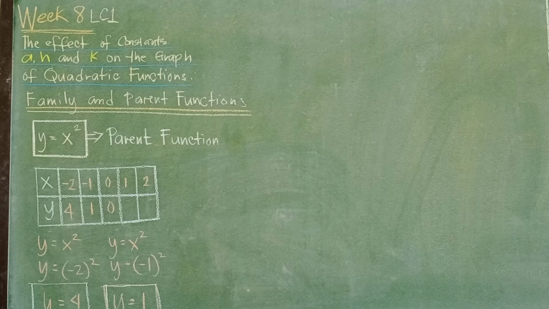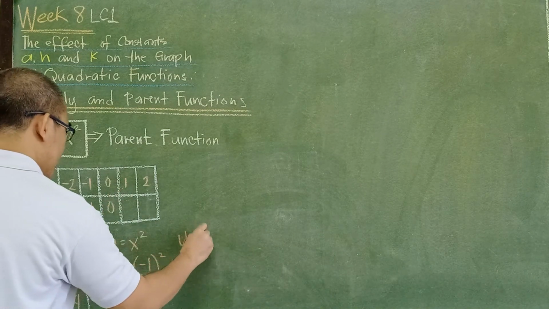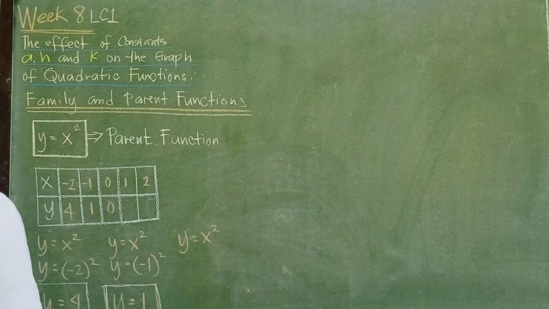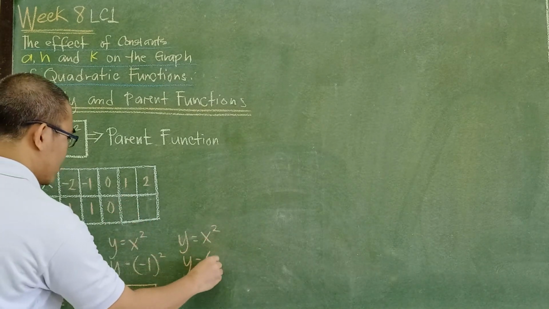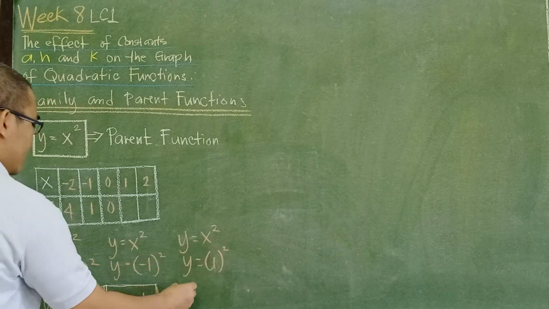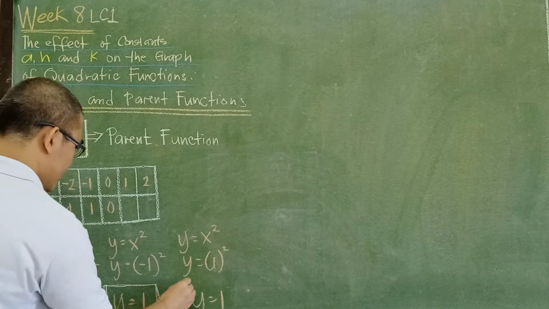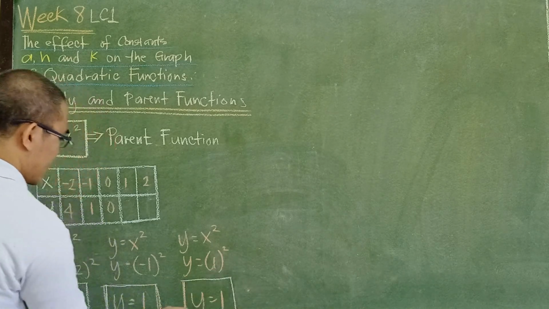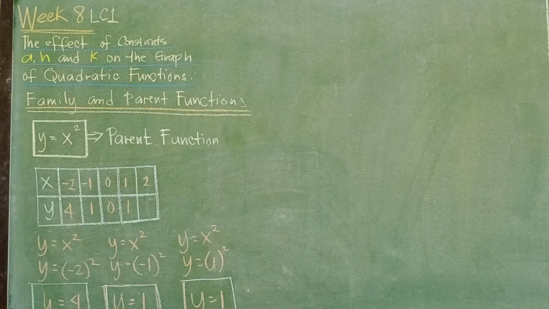Now, paano yung x is equal to 1? This one. So yung x na ito, papalitan natin ng positive 1. So 1 is equal to 1 squared. So 1 squared is 1 times 1. This is positive 1. So this is 1.